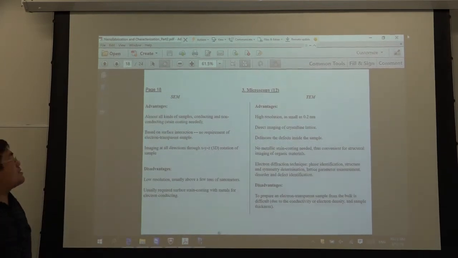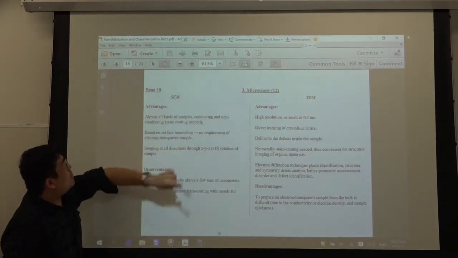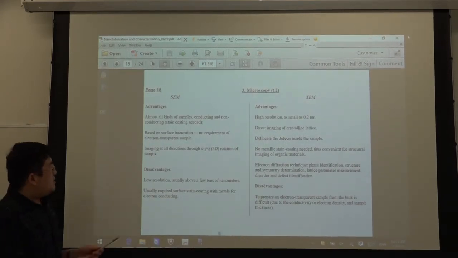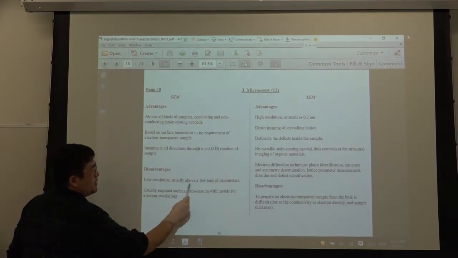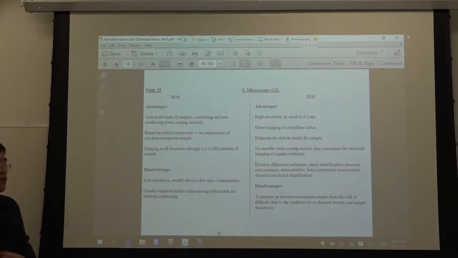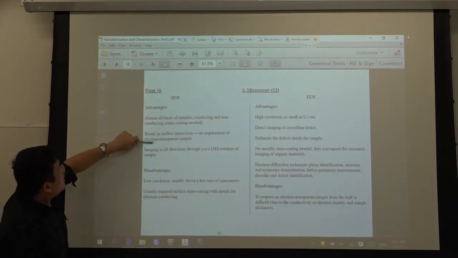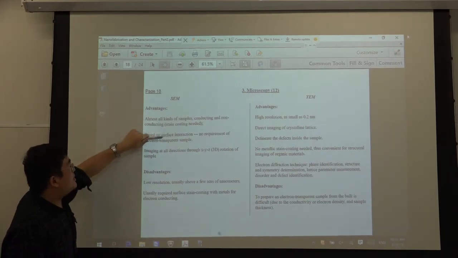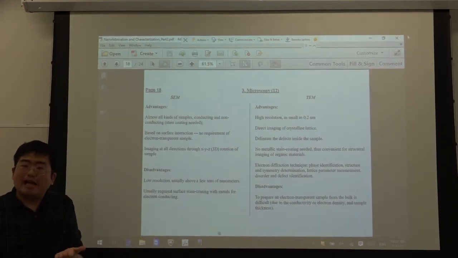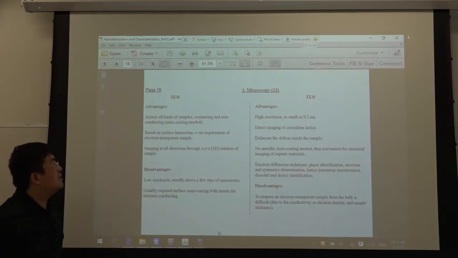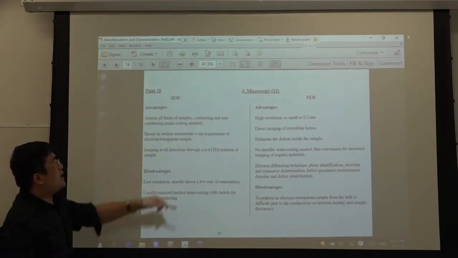For SEM, scanning electron microscopy, the electron is scattered. First, they can image almost all kinds of samples, conducting or not conducting. But sometimes they need surface coating with some metals to scatter electrons. Okay, they might coat themselves. Another, there is no requirement for the sample to be electron transparent. For TEM, the sample must be very thin or transparent, so the electron can go past. Otherwise you cannot image anything. They can image in all directions by rotating the sample.